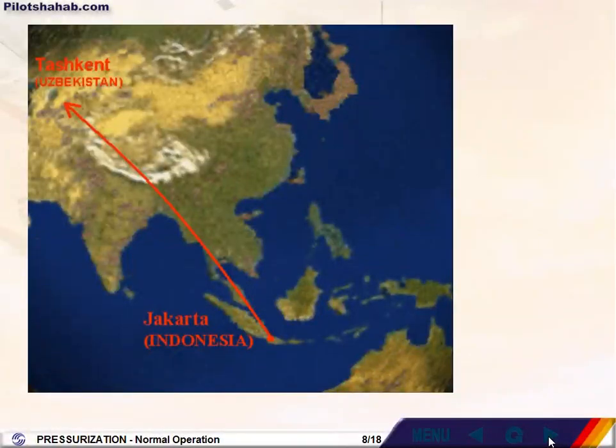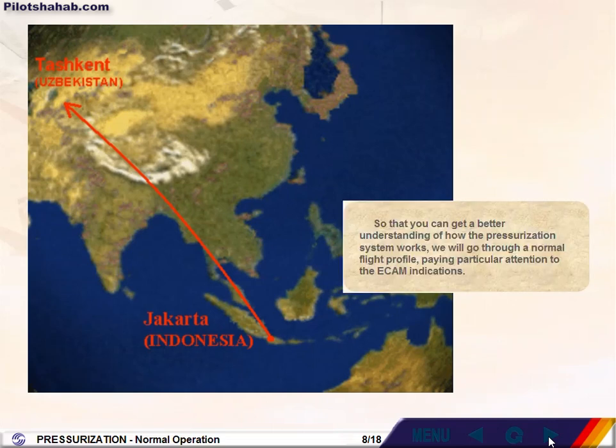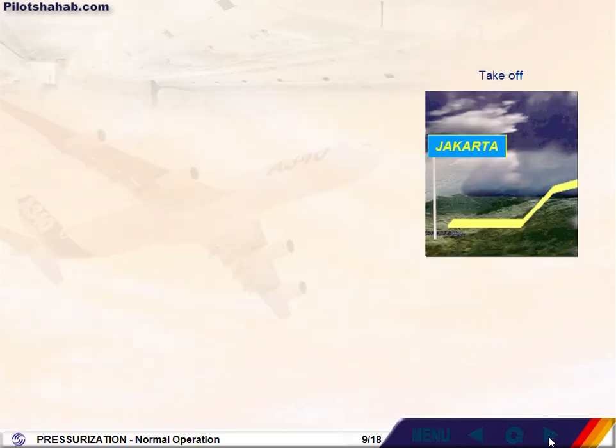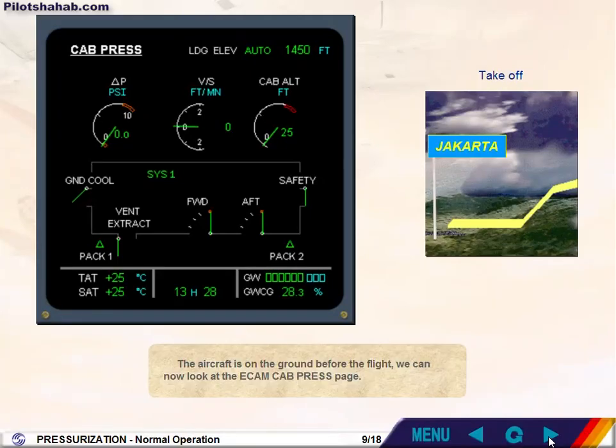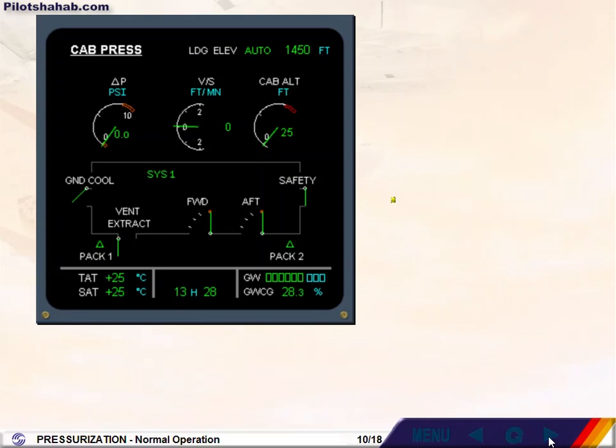So that you can get a better understanding of how the pressurization system works, we will go through a normal flight profile, paying particular attention to the ECAM indications. The aircraft is on the ground before the flight. We can now look at the ECAM cabin pressurization page. Observe that the outflow valves are fully open, the differential pressure is 0, there is no vertical speed. The cabin altitude is indicating the field elevation of the departure airfield.